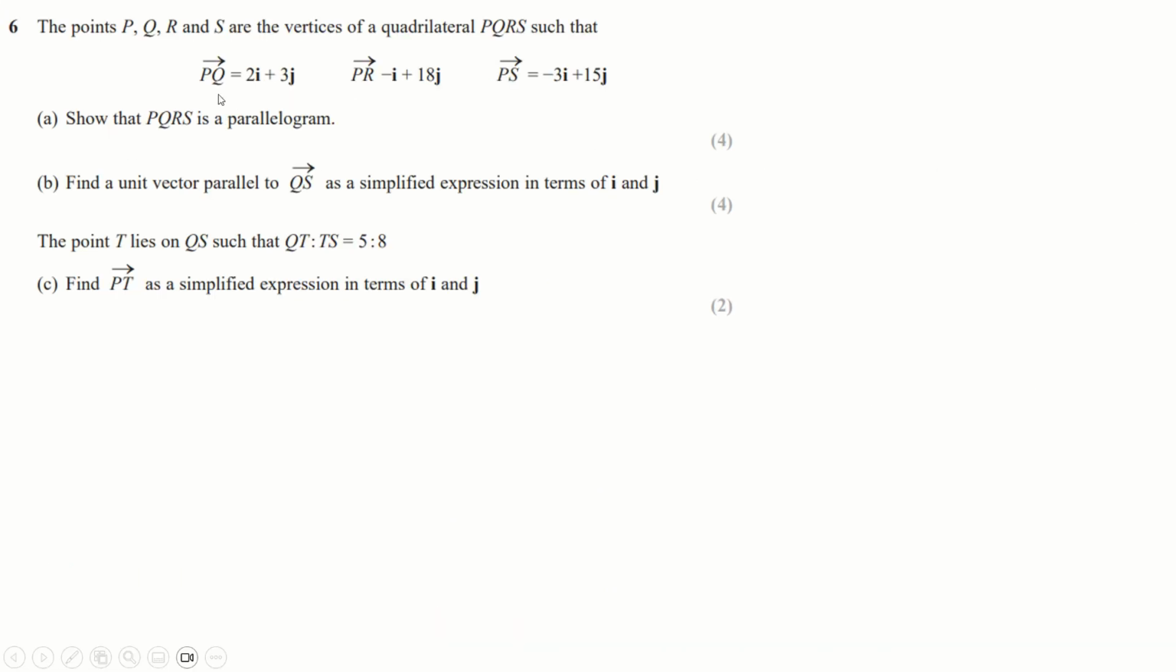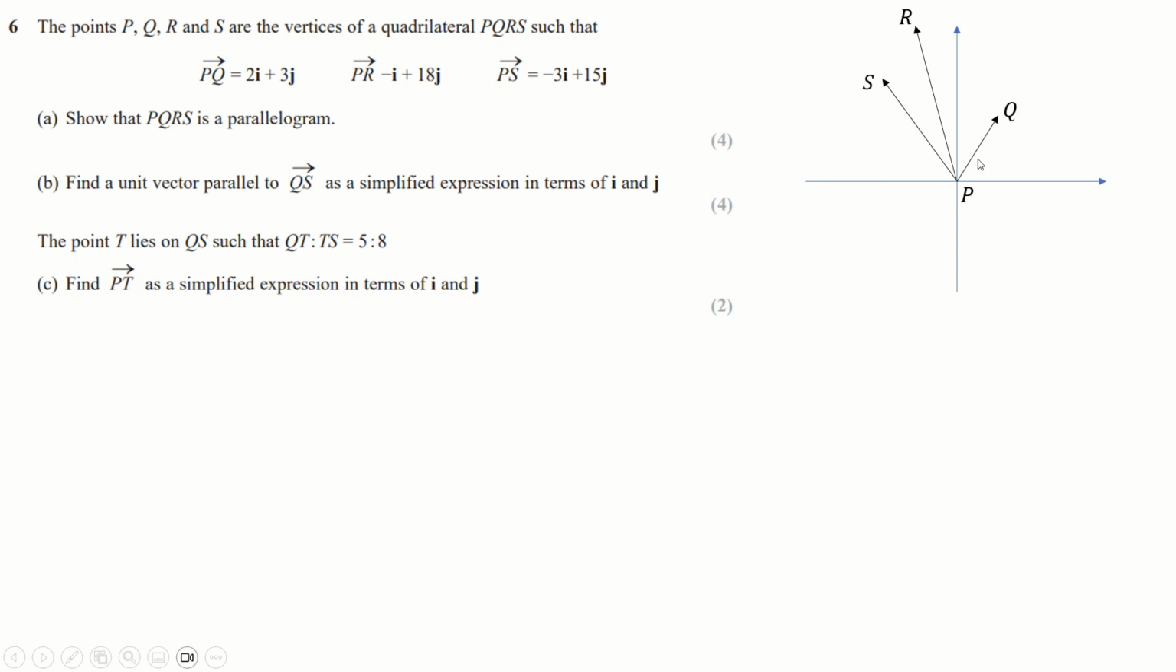Question 5 then, when it's about vectors, I tend to just draw it. Let's just pretend P is at the origin, because it doesn't make a difference. So PQ is 2i plus 3j, so that's 2 across 3 up, so that looks maybe like this. PR, again starting at the origin maybe, because I'm just pretending P is at the origin, is minus i plus 18j, so that's up there. And then PS is minus 3i plus 15j, so that's over there somewhere. So we can label all that.